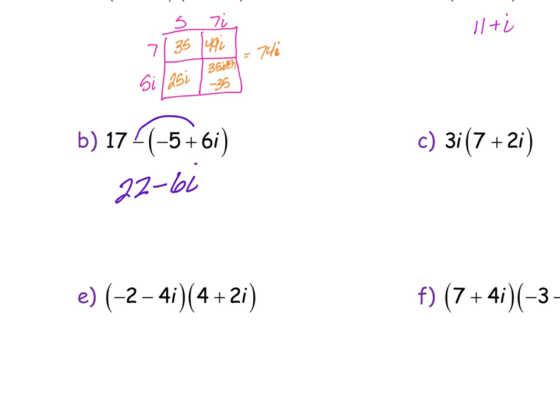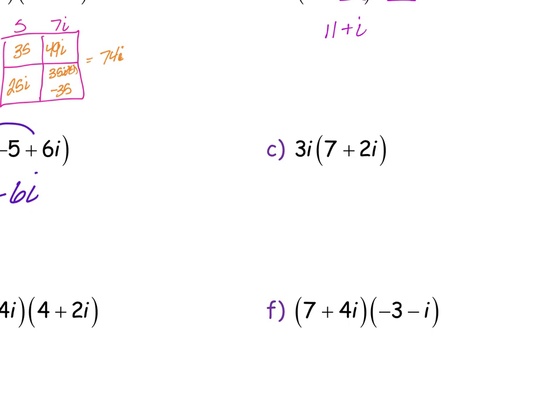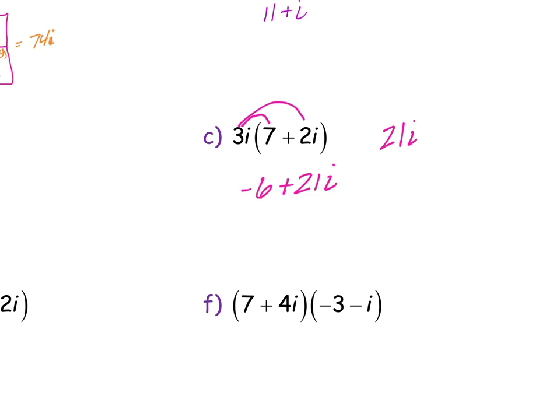Number C. 15. That's what I got. Negative 6 plus 21i. Yes, negative 6 plus 21i. Okay? Anybody need me to go over it? So I'm going to do 3i times 7, which is 21i, and 3i times 2i gives me 6i squared. Well, i squared is negative 1, so that gives me, oops, I didn't distribute the i. So that gives me negative 6 plus 21i. Right? Oh, okay, I see it. Questions? I didn't distribute the i correctly.